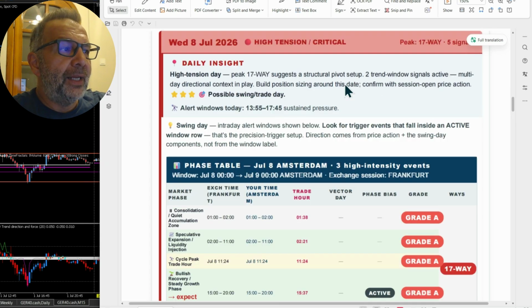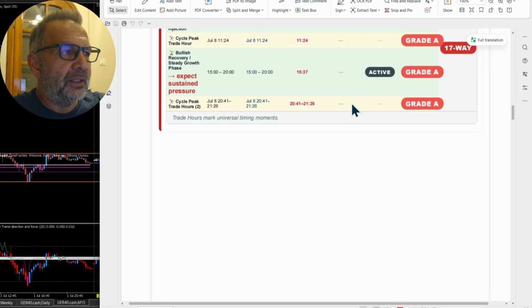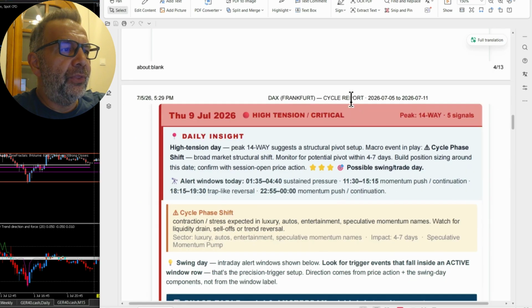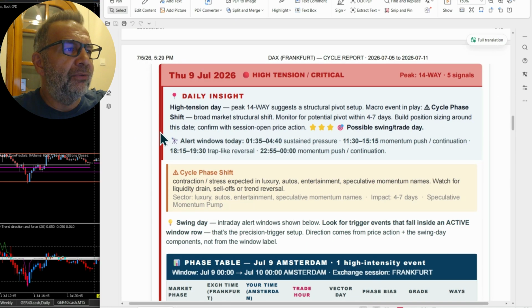Okay, so that's Wednesday. So let's take a look at Thursday. And on Thursday as well, here we have the alert window hours. Okay, it's a cycle phase shift. It's a macro event in play. 11:30 to 3:15, momentum push continuation. This is bloody good to know.